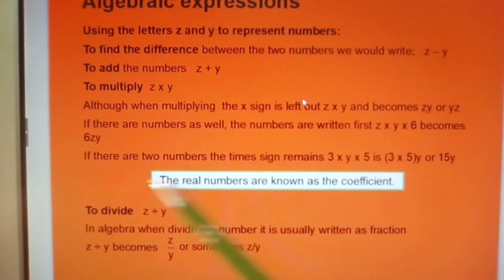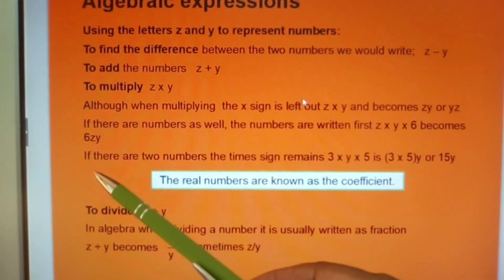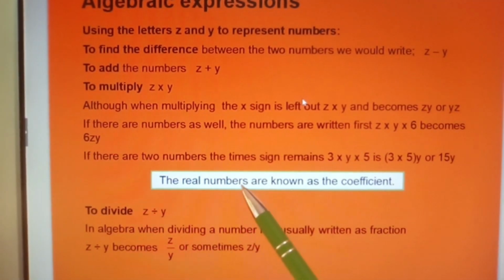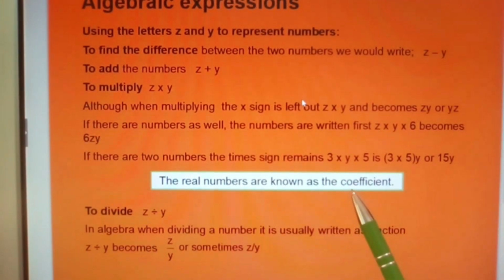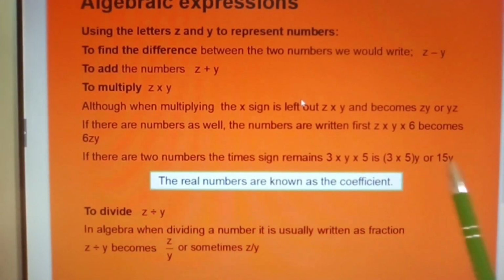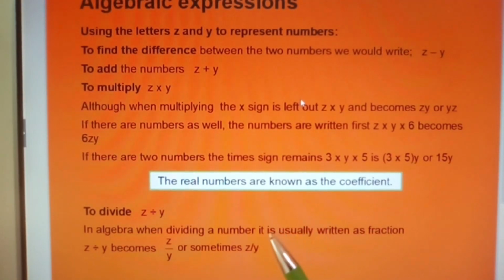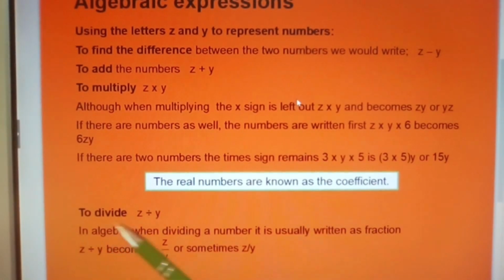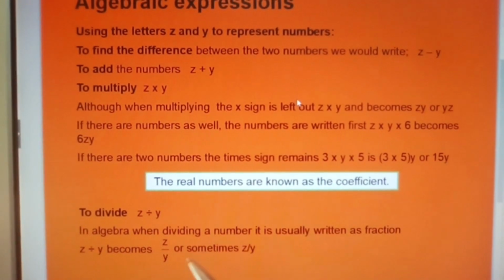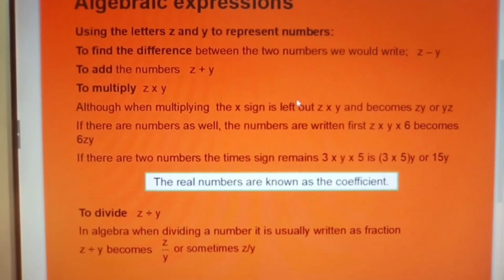It becomes 6XY. If there are two numbers, the times sign remains, and it's 3 times 15Y. The real numbers are known as the coefficient. To divide X by Y in algebra, when dividing a number, it is usually written as a fraction, or sometimes in this manner.